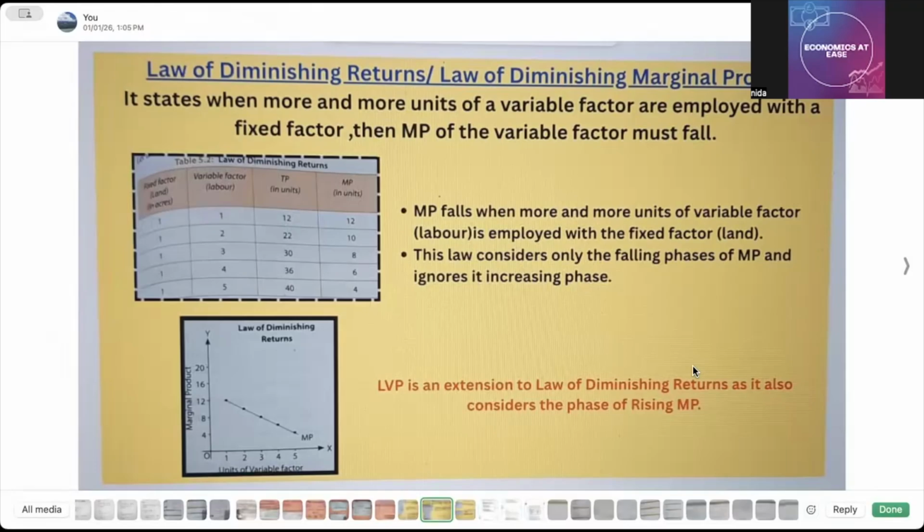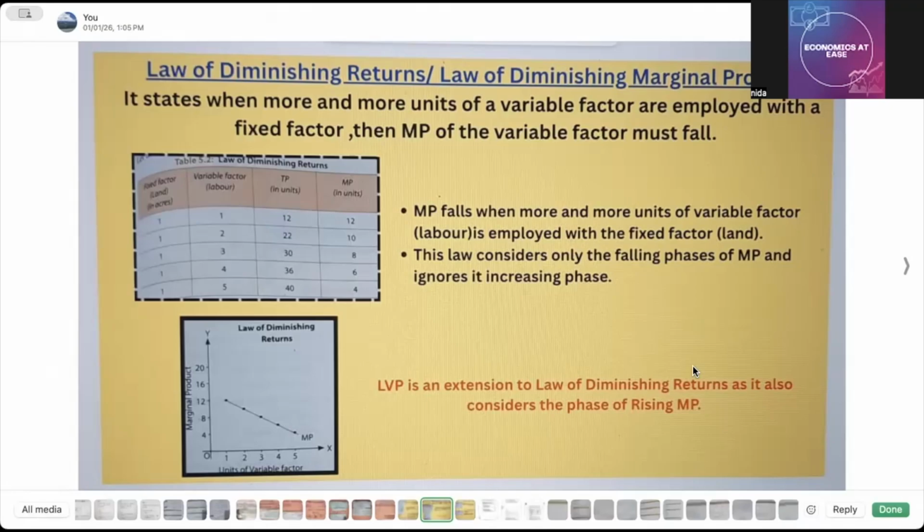Before that, I just want to let you know that this law considers only the falling phase, or we will discuss only MP. We will ignore the rest of the things. We only have to focus on the marginal return, or marginal product.